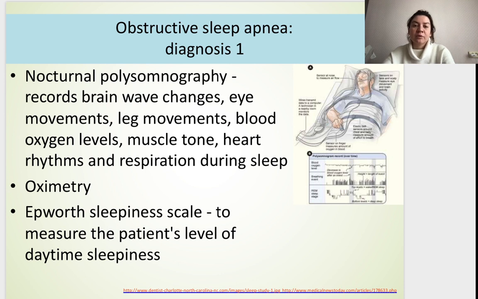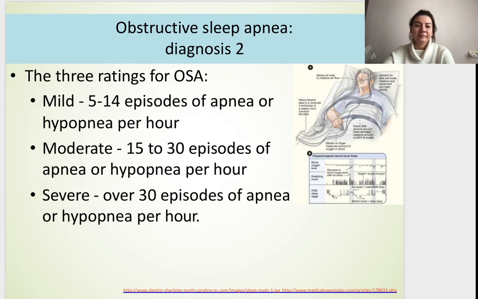For diagnosis of obstructive sleep apnea, we can use a method named nocturnal polysomnography. It records brain wave changes, eye movements, leg movements, blood oxygen levels, muscle tone, heart rhythms, and respiration during sleep. Moreover, we can use oximetry and the Epworth Sleepiness Scale to measure the patient's level of daytime sleepiness.